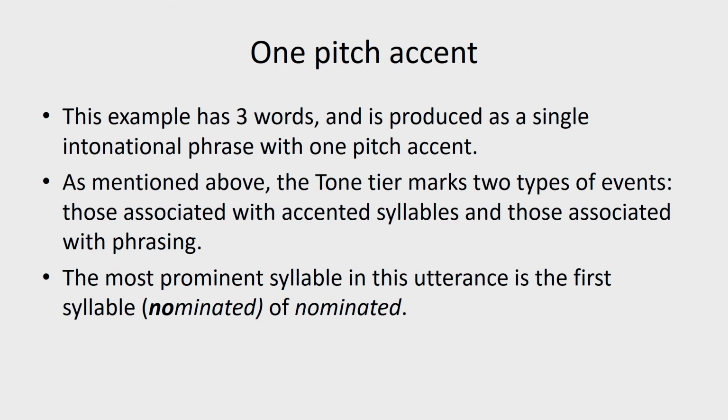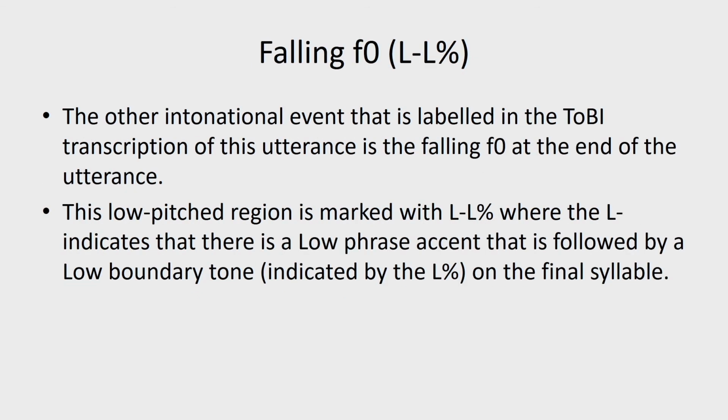And as mentioned above, the tone tier marks 2 types of events, and these are associated with accented syllables and with phrasing. The other intonational event that is labeled in a ToBI transcription is the falling F0 at the end of the utterance, and the low pitch region is marked with LL%, whereas the L indicates that there is a low phrase accent that is followed by a low boundary tone on the final syllable.